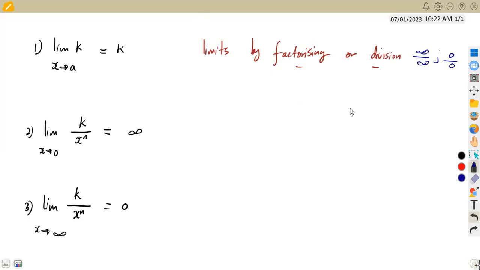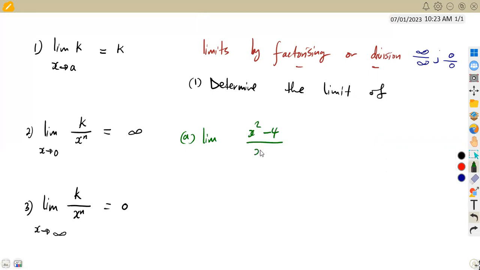So let's have just a basic question. I will explain. Let's say we are given to determine the limit. In this case, determine the limit of. So let us just have our questions here. The first one, we can be given a limit of x squared minus 4 like this over x minus 2, as x here is approximating to 2. So I want you to see what is going to happen here.